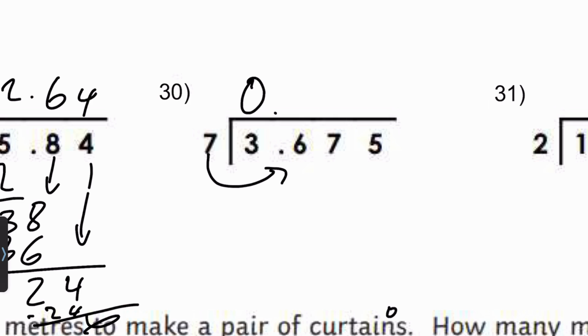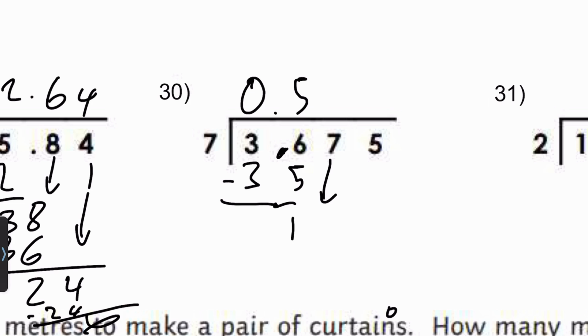How many times does 7 go into 36? 7 times 5 is 35, and you can just do normal, ignoring the decimal point now, right? 36, 35, 1. Bring down the 7. How many times does 7 go into 17?